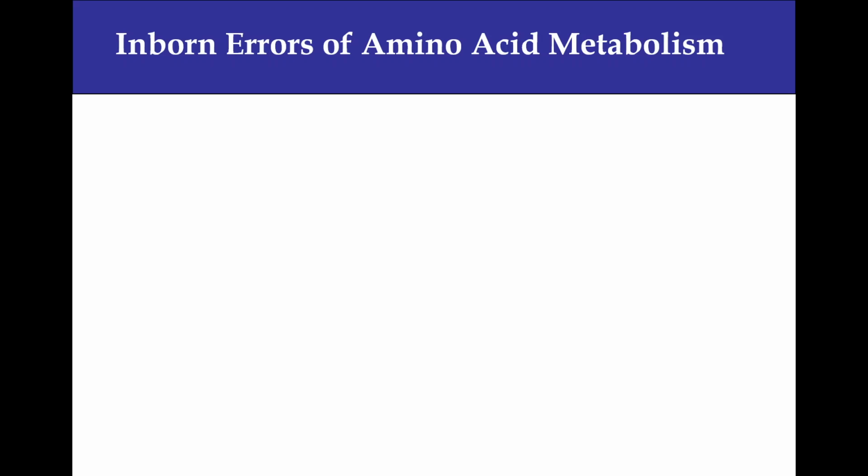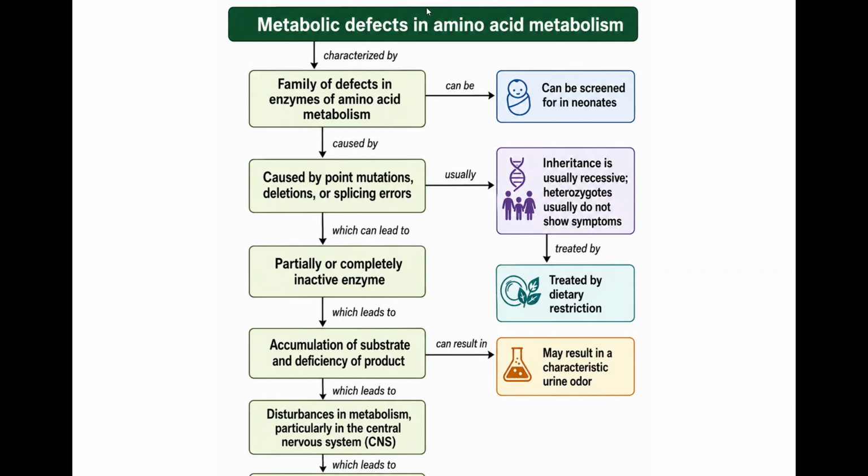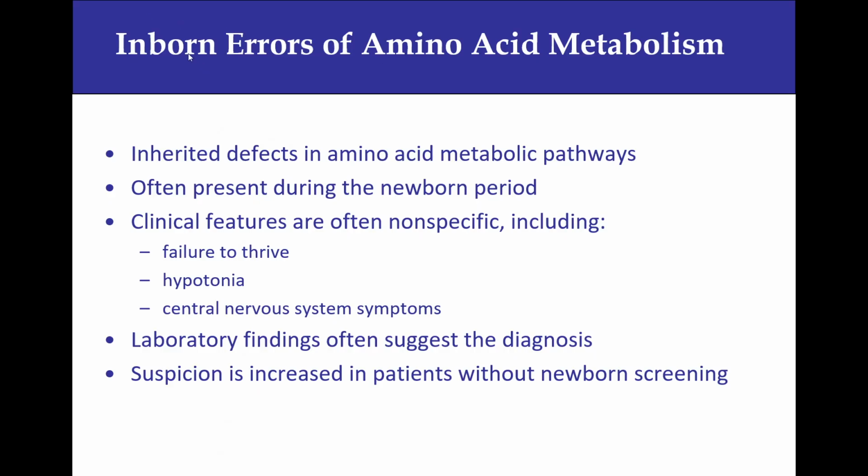Next, we're going to talk about inborn errors of amino acid metabolism. I'm going to refer to these as metabolic defects in amino acid metabolism. So first of all, let us define the terminology. What do I mean by inborn error? Something that is present at birth. So it is an inherited defect. So an inborn error of amino acid metabolism is a defect that is present at birth in an amino acid metabolic pathway.